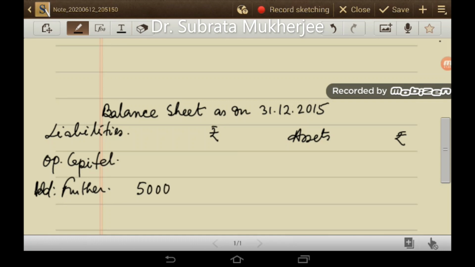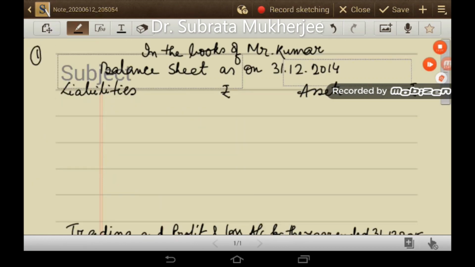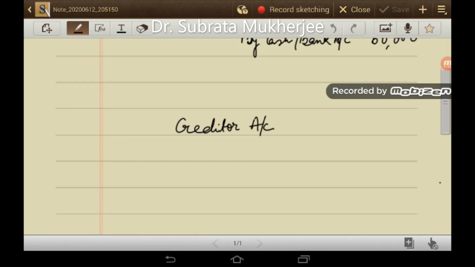Then, on the credit side of the cash book, it is given overdraft on 1st January 2015. The overdraft figure will appear on the opening balance sheet. So overdraft is 7,400. Then paid to creditors. The amount paid to creditors will appear on the debit side of the creditor account, to cash or bank. Your journal entry is creditor account debit to cash, 25,000.